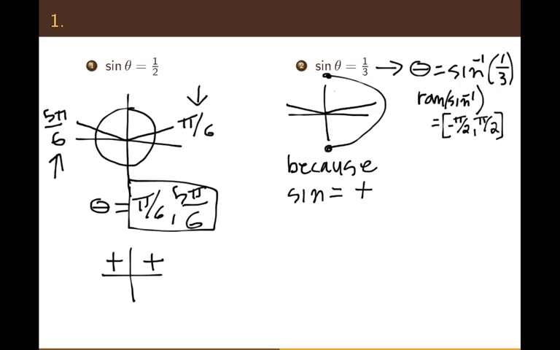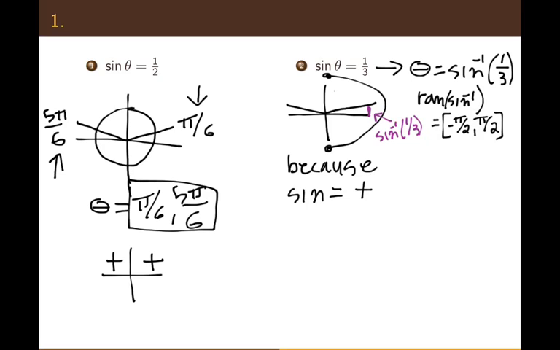So the solution in the first quadrant, this one right here, let me see if I can draw it here. This angle right here is going to be sine inverse of 1/3. Does that make sense? Now we know that's one of the solutions and what that angle is. Remember, sine inverse of 1/3 is just a lot of symbols to represent a number, some angle in radians.